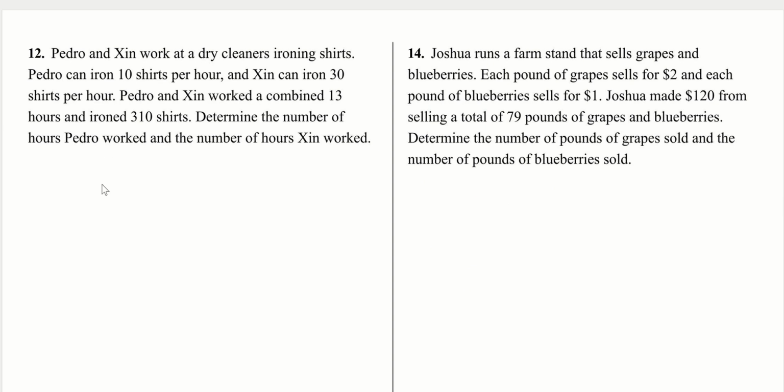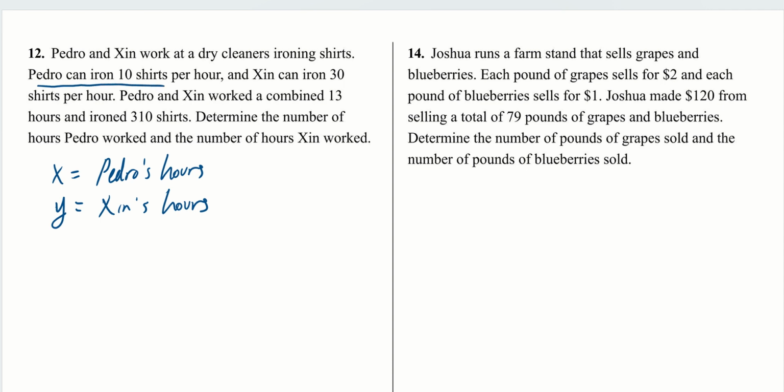Okay, here we have dry cleaners, and there's Pedro and Shin, and they're ironing shirts. Okay, Pedro can iron 10 shirts per hour. So we'll do x is equal to Pedro shirts per hour. Well, hold on. It's just going to be Pedro's hours. And y is going to be Shin's hours.